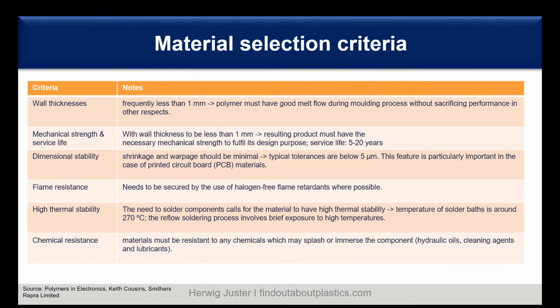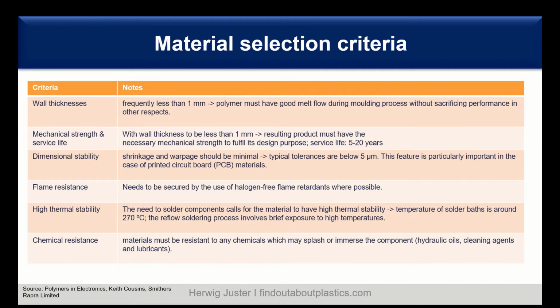Okay, the material selection criteria. So for electronic application, one of the most important criteria is wall thicknesses. So they are most of the time less than 1 millimeter. So the polymer must have good flow, melt flow during the molding process and without sacrificing any performance attributes. Then we have mechanical strength and service life.